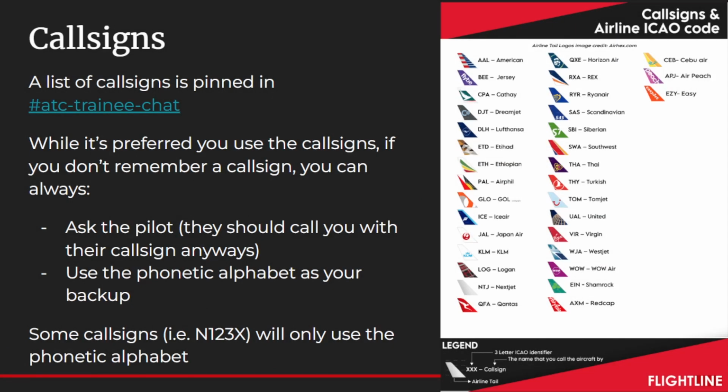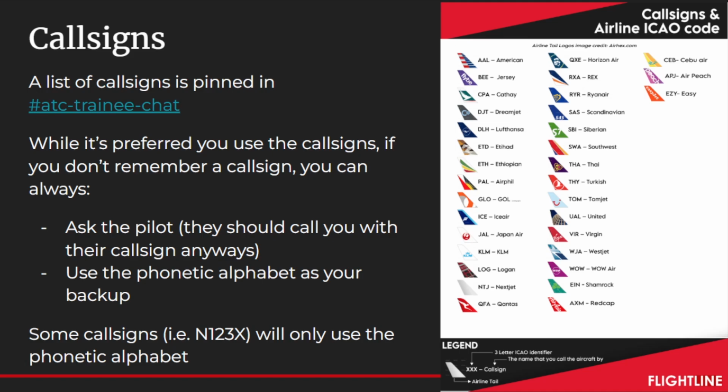Lastly, we'll go over what we call aircraft, in other words, call signs. For all air carriers, their call signs are abbreviated by 3-letter codes, followed by their flight number. You don't have to necessarily memorize all the 3-letter codes, as you'll grow more familiar with them as you gain more experience. A list of the airlines in Flight Line is pinned in ATC Trainee Chat, though some pilots choose to use their own call signs not in the game. In those cases, or if you don't know a call sign, then it's always okay to just ask the pilot what their call sign is.